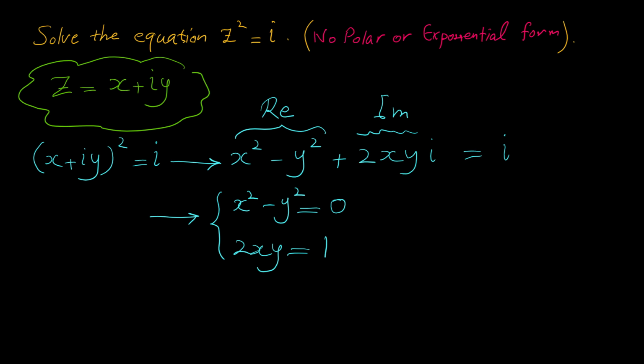Now we have a system of equations. Two equations with two unknowns. How can we find x and y? It's very simple. We start from one equation, we substitute in the other one.